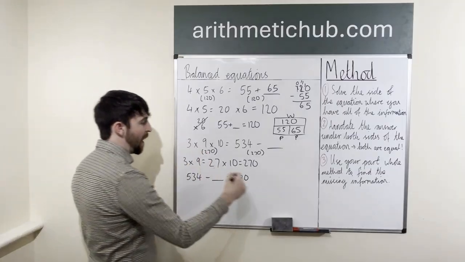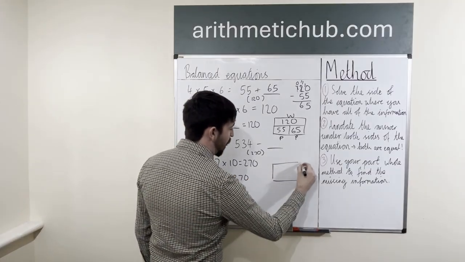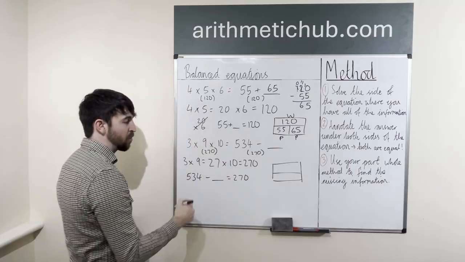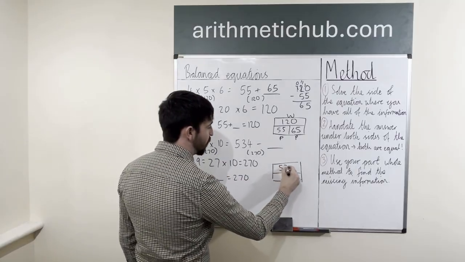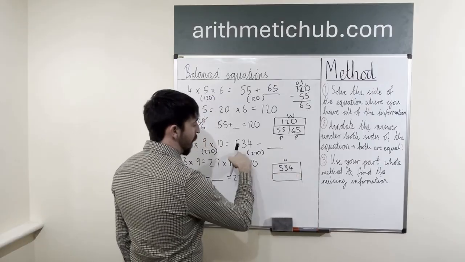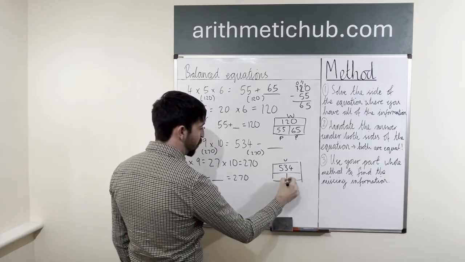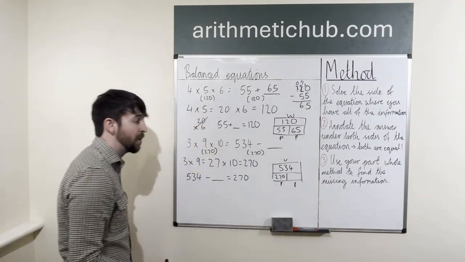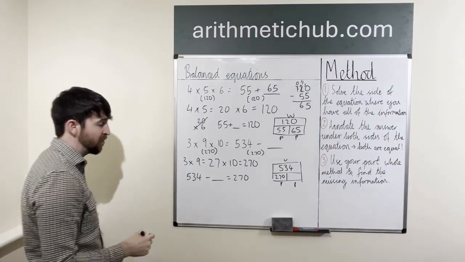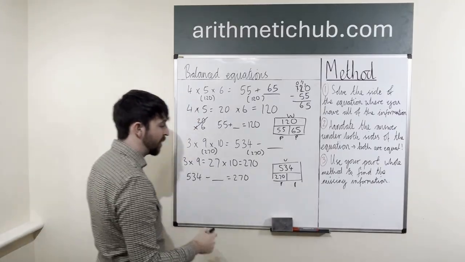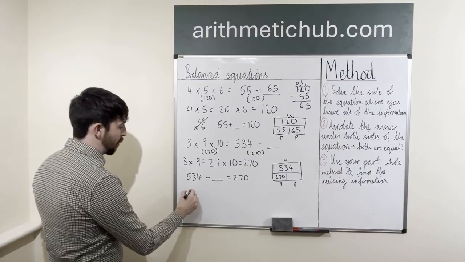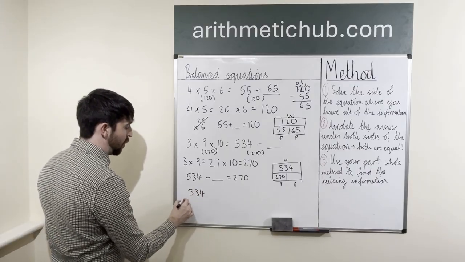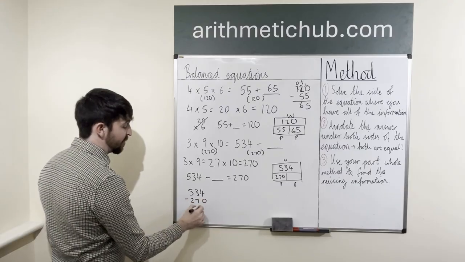If I was to draw that out in a really quick bar model, it would look something like this, wouldn't it? It's a subtraction, so we start with our whole, 534. And then we've got a part, which is 270. And then we're looking for another part. When we're doing subtractions, we would do a whole, take away a part to find our other part. So what I would do is 534, take away 270.